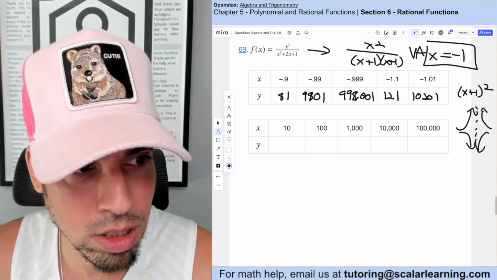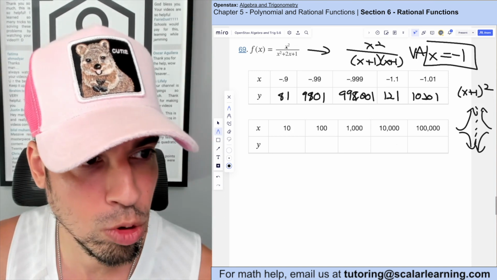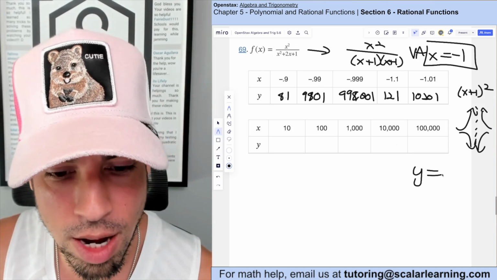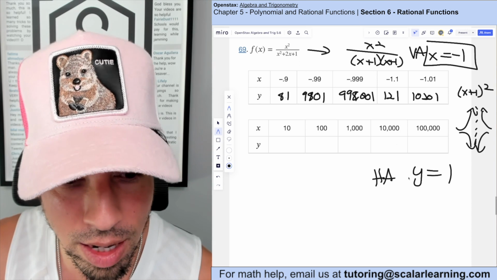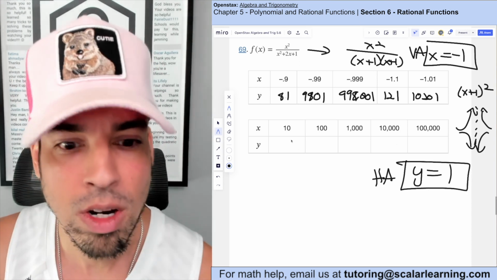Now for end behavior, since the degrees are the same at the top and the bottom, we're going to take the coefficients of those x squared terms, which is 1 over 1, meaning we should have a horizontal asymptote, aka end behavior, at y equals 1. So let's verify. Let's see what happens as x gets really, really big.